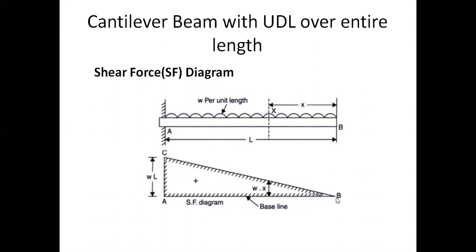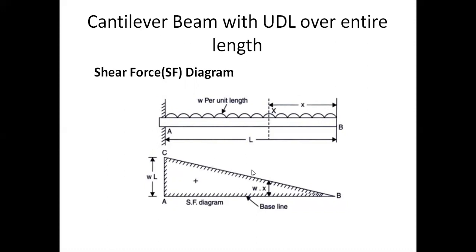Therefore, what we have to do? From B to X, we draw a straight line, and from X to C, we draw a straight line. So this entire thing will be a straight line. So this will be WL, the shear force, and this is the baseline. The positive sign indicates that it is making a net shear force in a positive direction. That is, if we take the right hand side direction, it should act downwards. So this is the shear force diagram.